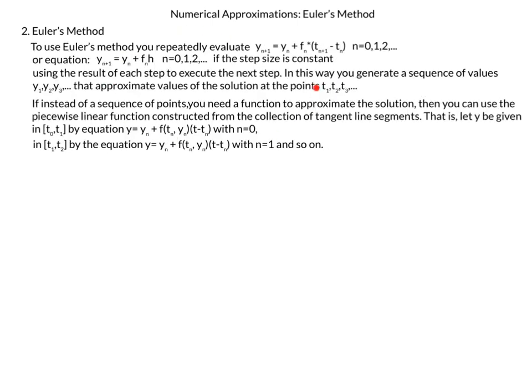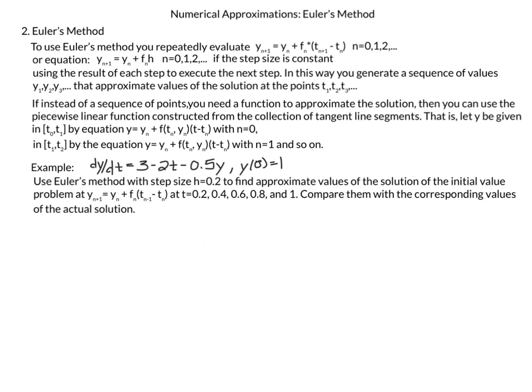And I've moved up all these points here so that we can start this example. So we have dy/dt equals 3 minus 2t minus 1/2 y, and y(0) equals 1. This is the example that I had shown you the graph of. We're going to use Euler's method with step size h equals 0.2 to find approximate values of the solution of the initial value problem, using y_{n+1} equals y_n plus f_n times (t_{n+1} minus t_n). And we're going to use t equals 0.2, 0.4, 0.6, 0.8, and 1 because h is equal to 0.2. We are going to compare the values we get with the corresponding values of the actual solution.